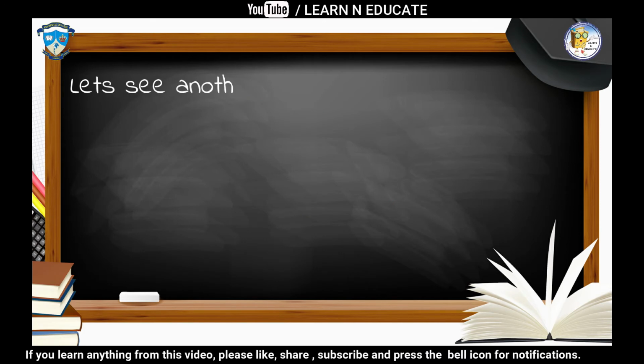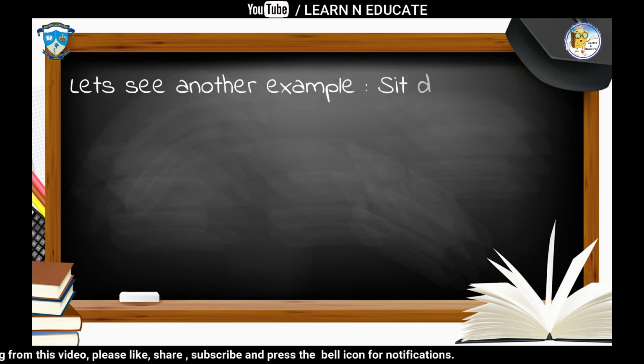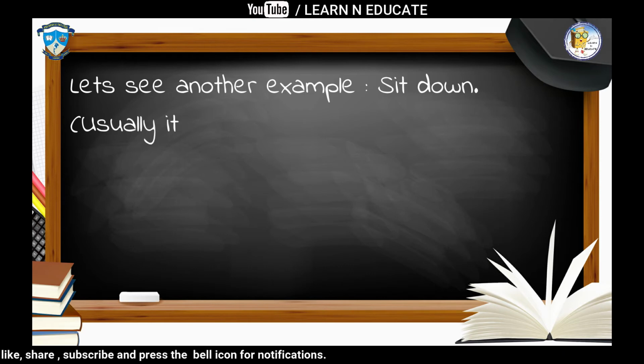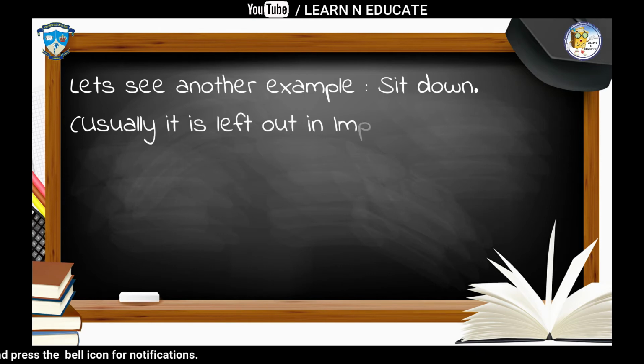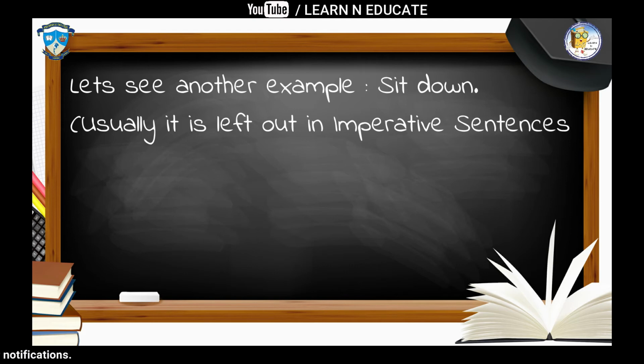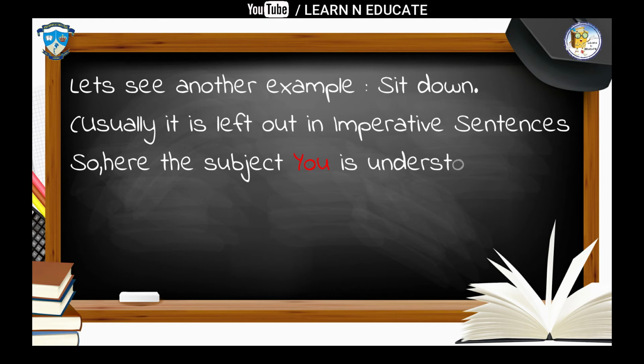Let's see another example. Sit down. Here, we don't have a subject. Because in imperative sentences, which are used to issue commands or make requests, the subject is left out. The subject is usually you in such type of sentences. That means the sentence is you sit down, where the subject you is understood and that is why it is left out. Therefore, sit down is the predicate.